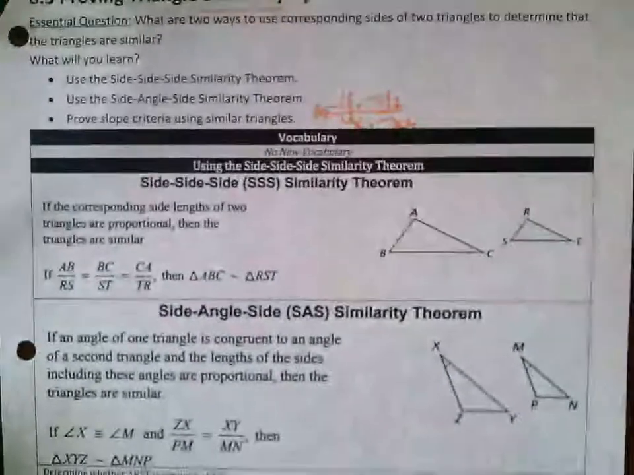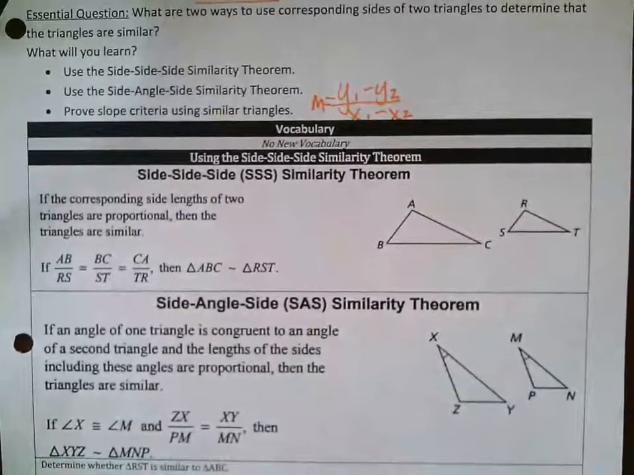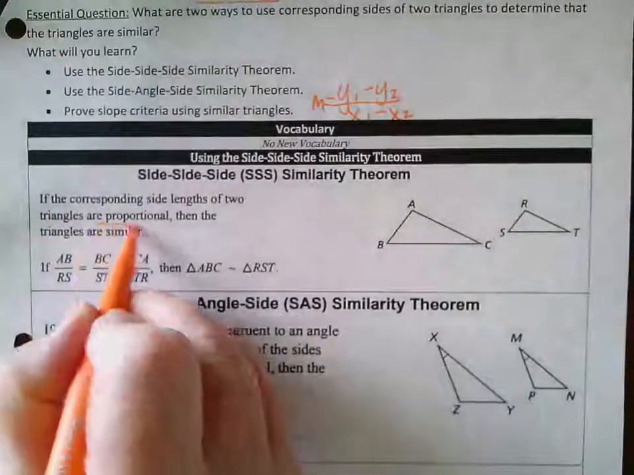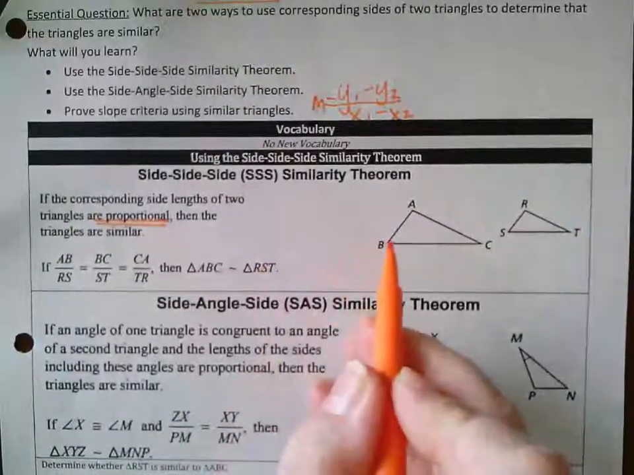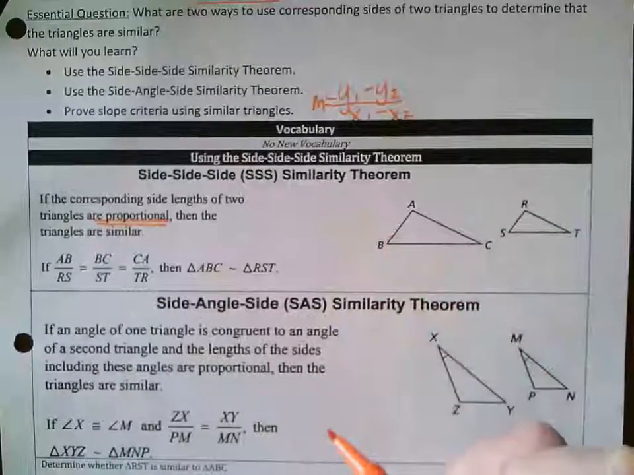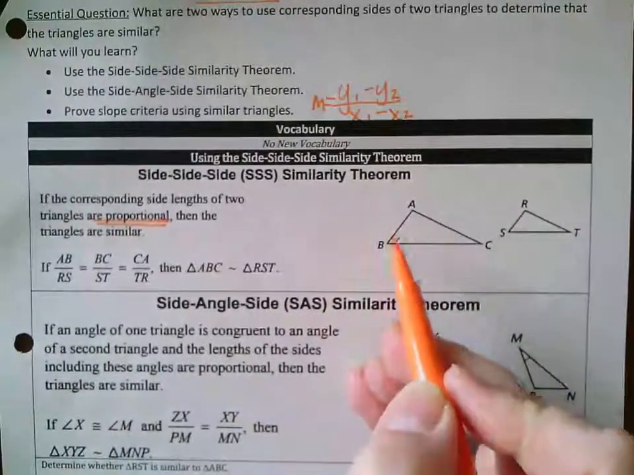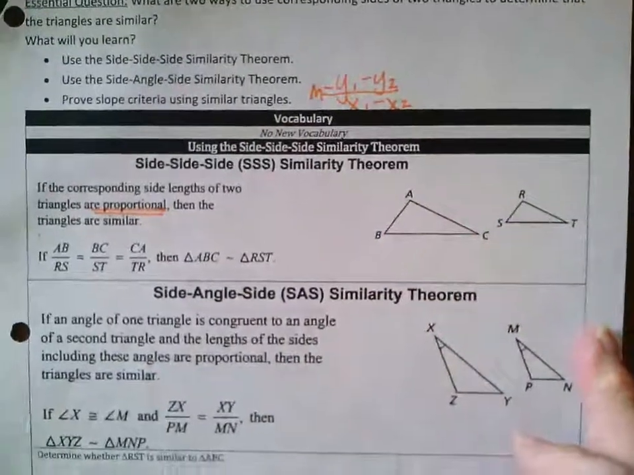So the side, side, side similarity theorem: in order for things to be similar, they do need to be proportional. This is the key word here. And then the triangles are similar. The same angle measurements all the way around, but the sides are actually proportional, which means that when you take this fraction and this fraction, they are going to be exactly the same.